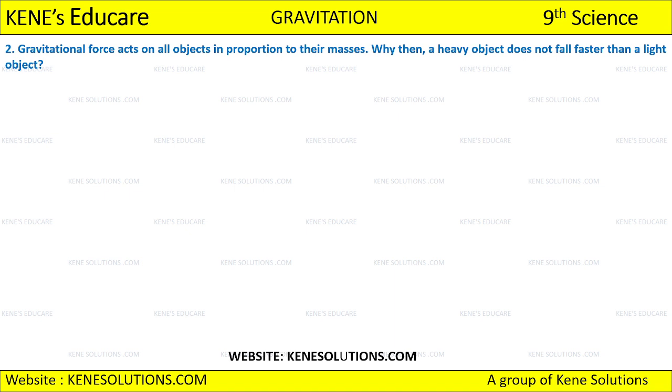What does it not depend upon? The mass of an object, and hence heavy objects do not fall faster than light objects, because it is not going to depend upon the mass, right? They are all going to fall with respect to acceleration due to gravity, and that is going to be constant. Okay, so I hope you all have understood this.